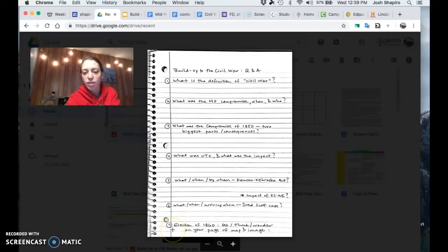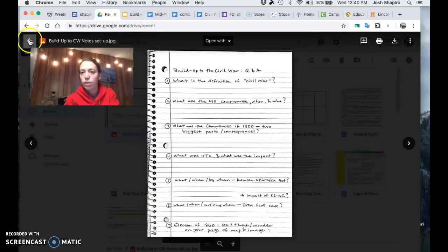And then question 7, election of 1860. I'd like you guys to do a see, think, wonder on your page. And there's a map that I'll show you, and then also an image that's involved there. So you'll do a see, think, wonder looking at both of those pieces of media. Your see should have probably at least 5 details, if not more, probably more like 7 or 8. Your think should have at least 3 or 4 different inferences based on what you see. And then wonder should be at least 2 or 3 questions that you have after looking at this. Okay, so that's what that's all about.